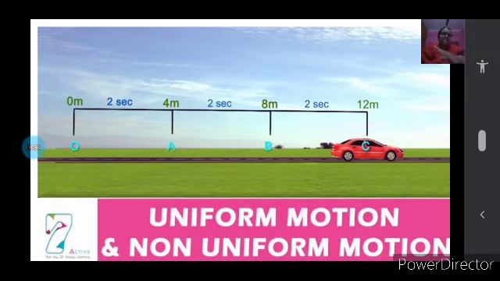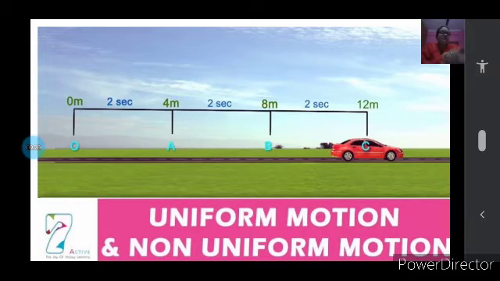It is covering the distance in a straight line. It is rectilinear motion. It is covering equal distance, children, equal distance in equal intervals of time. The intervals you see: 2 seconds, 2 seconds, 2 seconds, and distance also 4 meters, 4 meters, 4 meters. So equal distance in equal intervals of time, then we call the motion uniform motion.